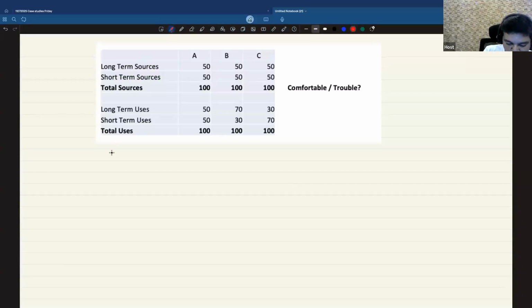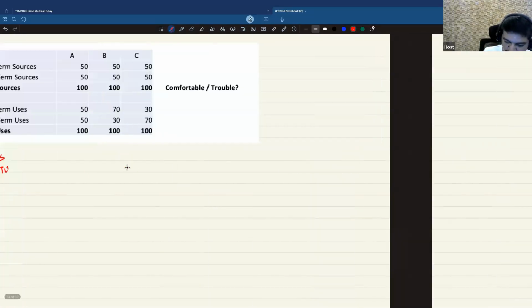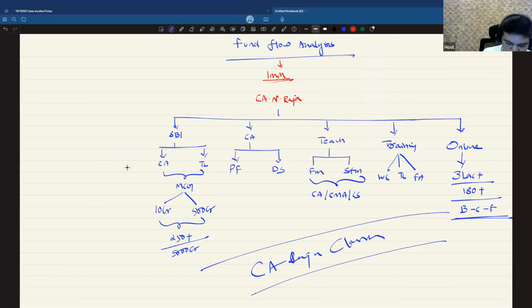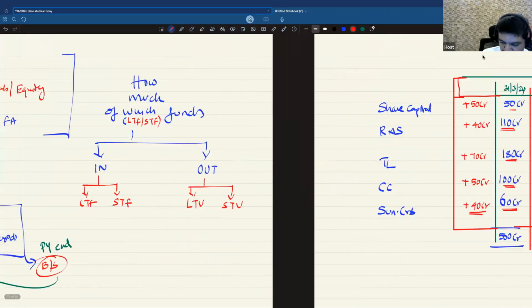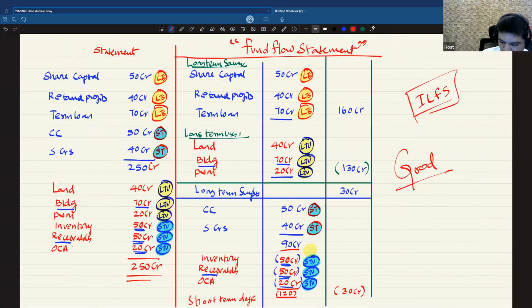See, here there is a long-term source. We should compare it with the long-term use. That's what fund flow statement taught us, right? Fund flow statement taught us something like this. Okay, I'll do one thing. I'll copy this page here. I'll put it next to our fund flow discussion.